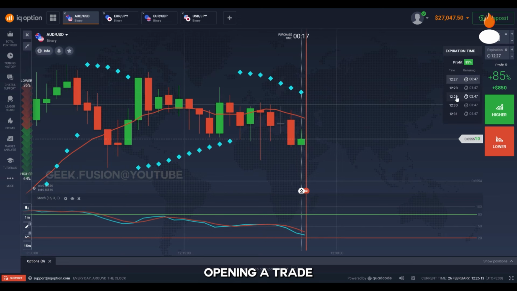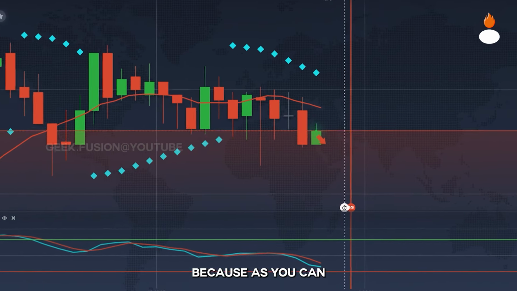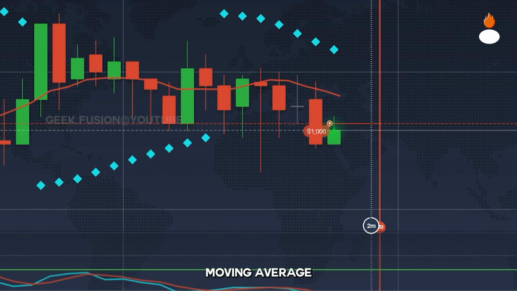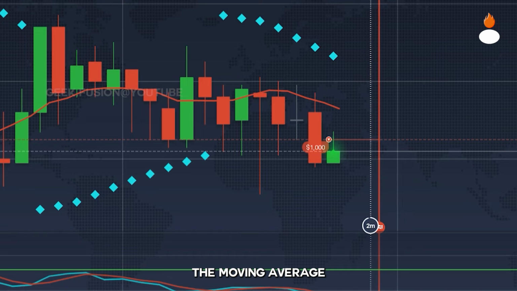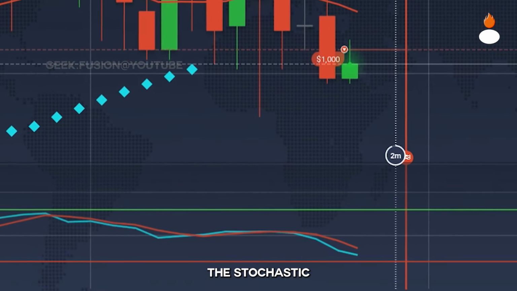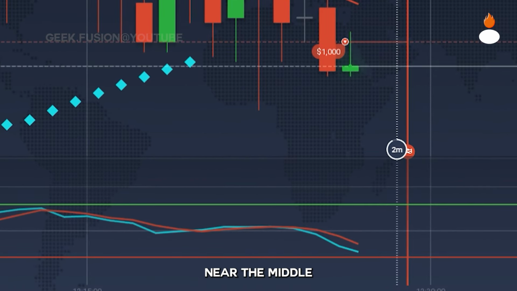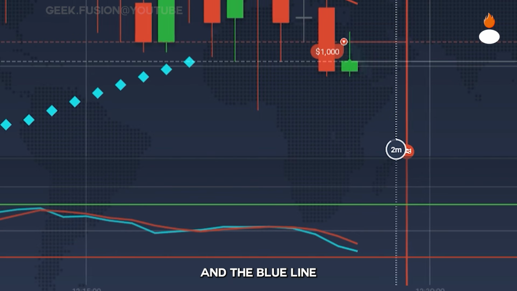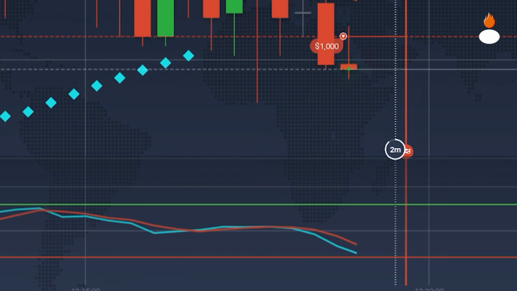Here, I am opening a trade to the downside because, as you can clearly see, the market crossed the moving average and went below the moving average red line. Also, the stochastic oscillator crossed their lines near the middle of the 80 and 20 levels, and the blue line is moving below the red line.